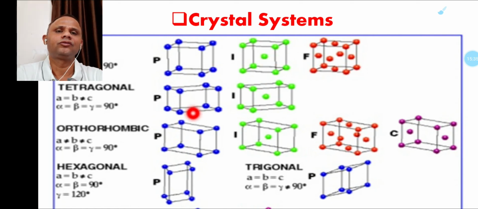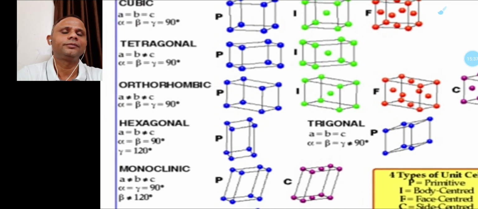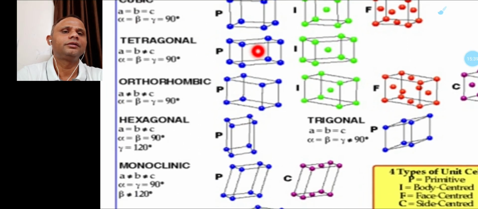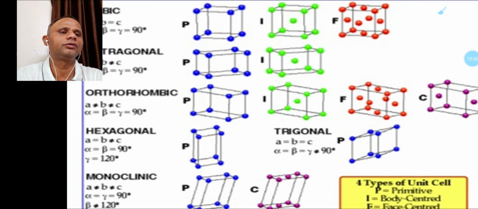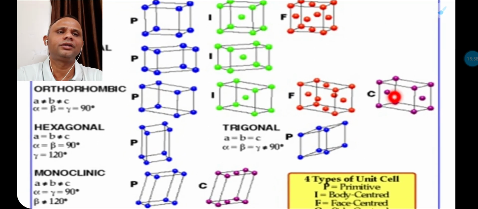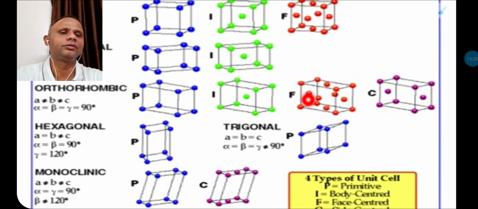Next, for tetragonal, we find a simple tetragonal, and a non-primitive unit cell, that is BCC tetragonal unit cell. Similarly, orthorhombic has simple orthorhombic, then BCC orthorhombic, then FCC orthorhombic, and end-centered orthorhombic. In orthorhombic, there will be four types of unit cells.